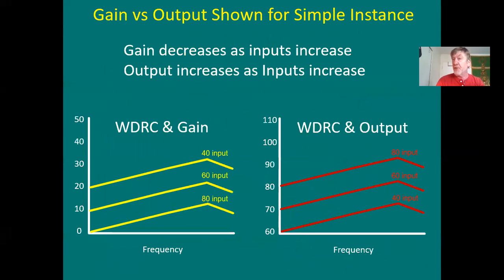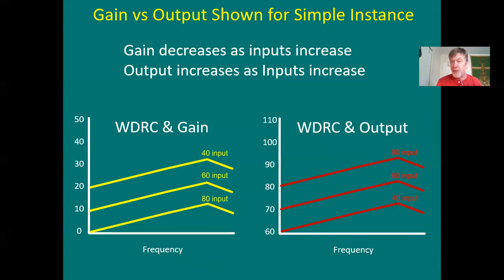And then we finished last week or 2 weeks ago by looking at this slide here, gain versus output, shown for a simple instance. And notice gain decreases as inputs increase. Look at the left, WDRC. Most gain for soft inputs, less gain for average, less gain for loud. And so when you're plotting things in gain, the top one is for soft inputs, and the bottom one is for loud inputs. But when you're plotting things in output, it doesn't work that way. Then the top line is for loud inputs, and the bottom one's for soft inputs.